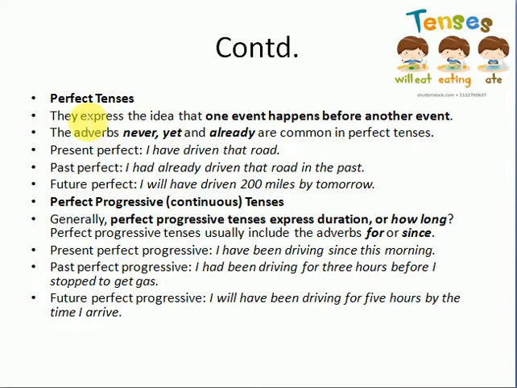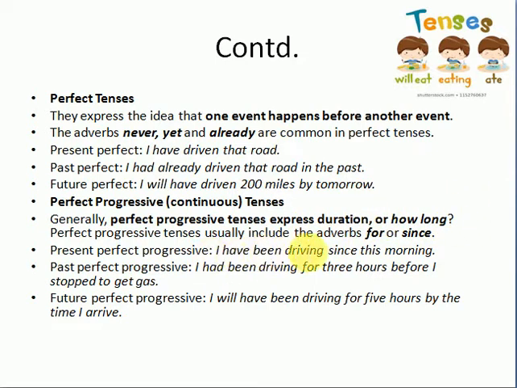And we use the perfect tenses to refer to the events that happen before another event. So mostly in perfect tenses, two events are joined together, and the adverbs that are used in them are never, yet, already. Like these are the examples of present perfect, past perfect and future perfect. And then there is the perfect continuous tense, and the perfect continuous tenses express duration, the time period, or how long something has happened.